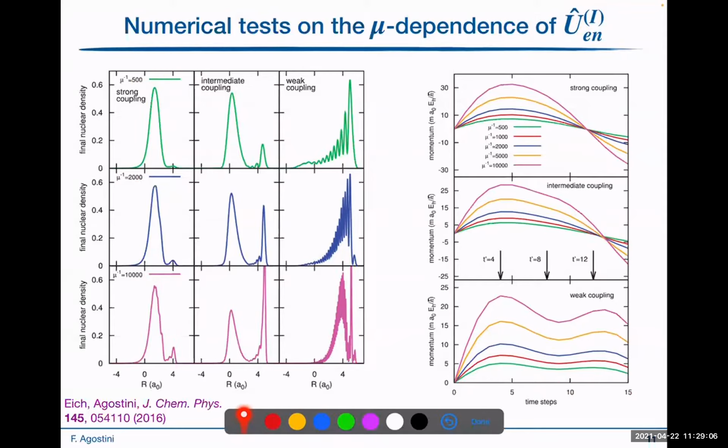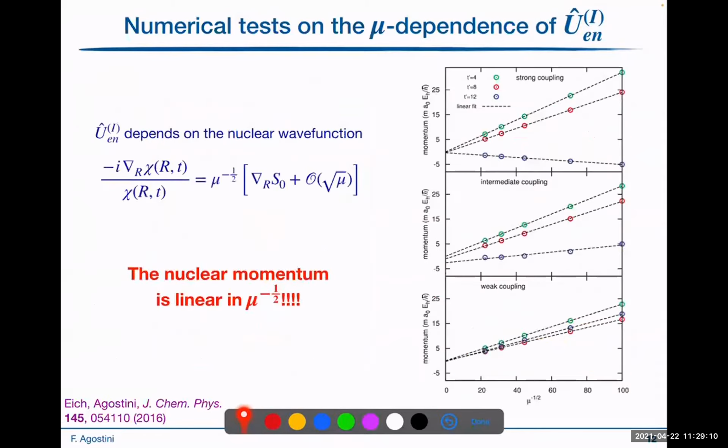And then to test our theory about the mu to the minus 1/2 dependence, I recall that we interpreted this quantity here as some kind of nuclear momentum. If we plot the nuclear momentum at different times as a function of mu to the minus 1/2, we found that it is in fact a linear function. The lines here are linear fits. We found that indeed this term has a dependence of mu to the minus 1/2, where mu is the nuclear mass.